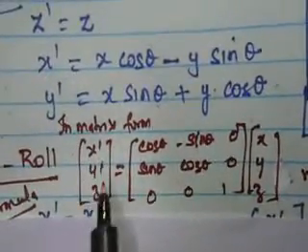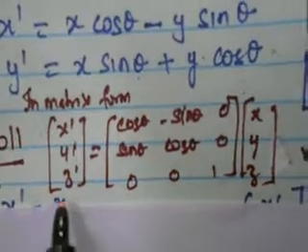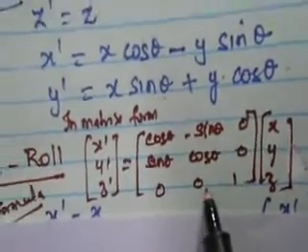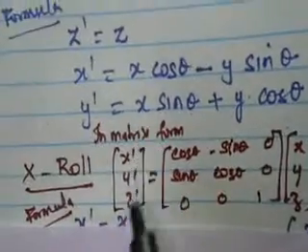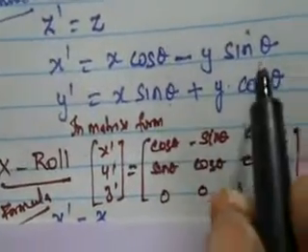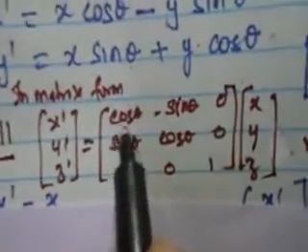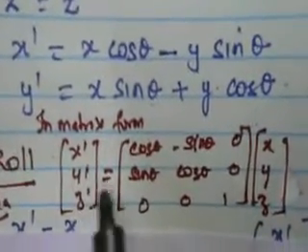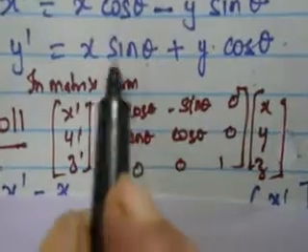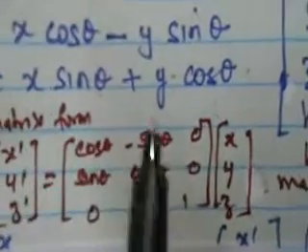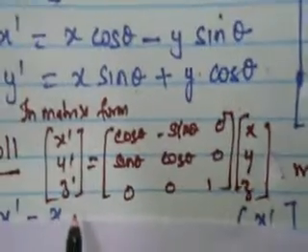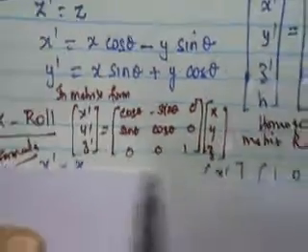See here x dash, y dash, z dash. So for z dash, here z alone is 1, and the remaining values we substitute as 0. x dash is x cos theta minus y sin theta. See here cos theta, minus sin theta, and there is no z value, so 0. So y dash is x sin theta plus y cos theta. So sin theta, cos theta, y. So this is the way we have to represent it in the matrix form.